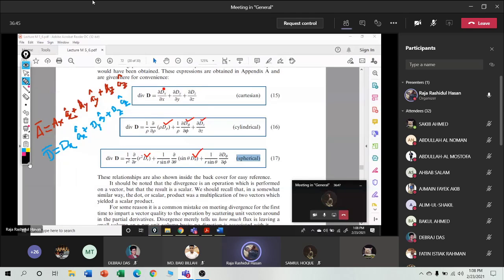Why I am writing this now? If I say suppose your d is given in your question in this way, suppose d equal to 2y ax minus 4 az. Can you tell me what are the values given?